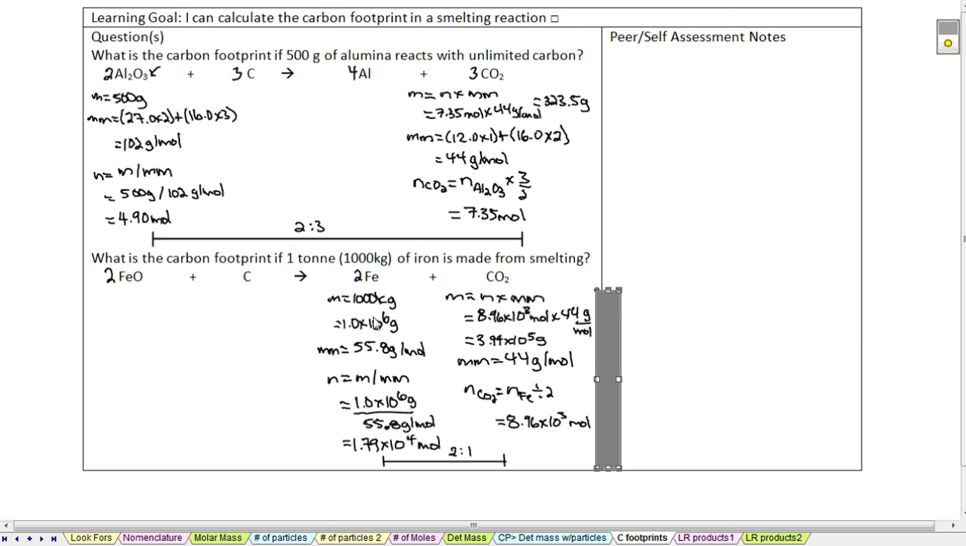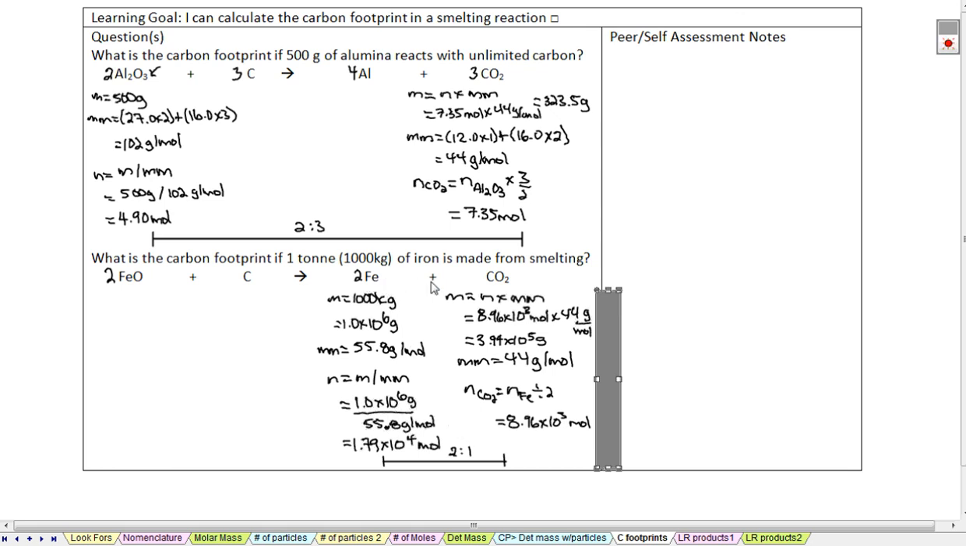Now my molar mass of iron is really simple. I just find the atomic mass of iron and I plop that in. Notice, even though there's a 2 there, I do not multiply that by 2. If it was something like Fe2, then you would have to multiply it by 2, but it's just Fe by itself. So 55.8 grams per mole. So if I had 56 grams of iron in my hand, I'd have 1 mole. But obviously I have way more than that. So I take my mass divided by my molar mass, so 1,000,000 divided by 55.8, and I get 1.79 times 10 to the 4 moles.